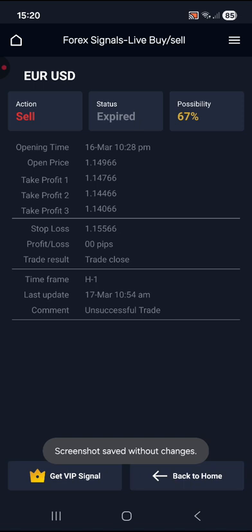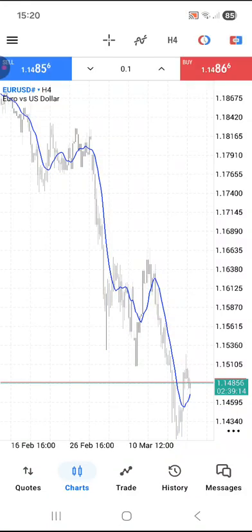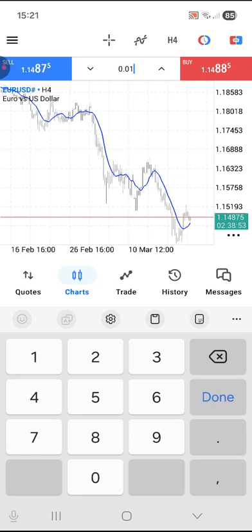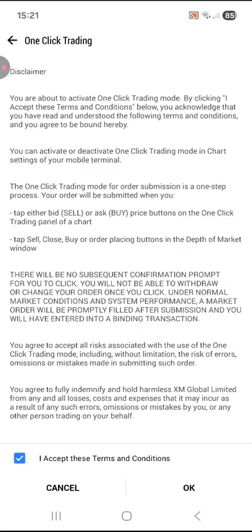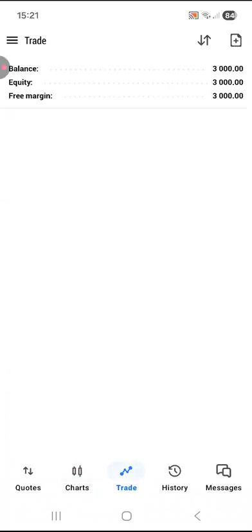So this signal says sell Euro United States dollar. So we come here to the 4-hour chart, and we can sell because it's above the blue line. If it was below the blue line, we would not place that trade because it would be only a buy trade that we would want to do. Okay? So we can go ahead and do that trade, 0.01, and hit the sell sign. Okay, it did not place the trade.